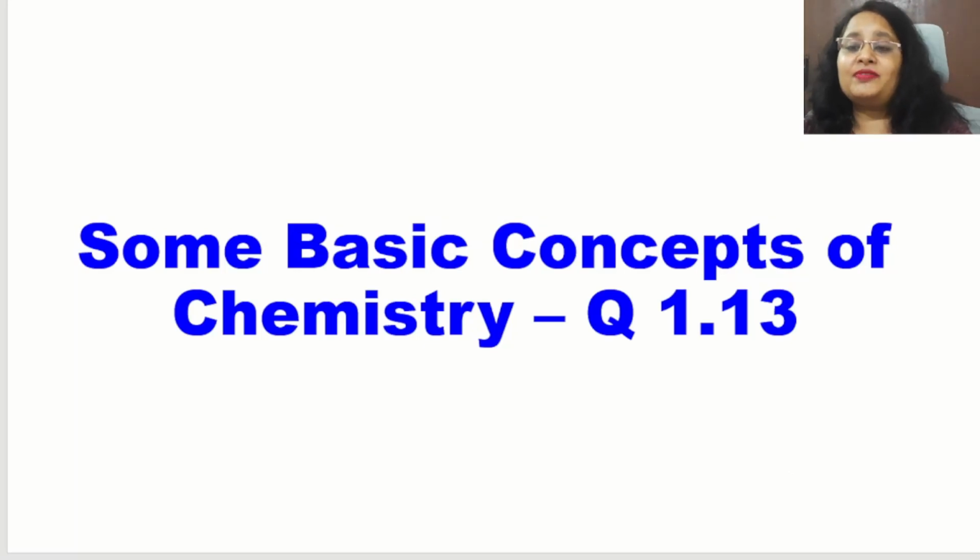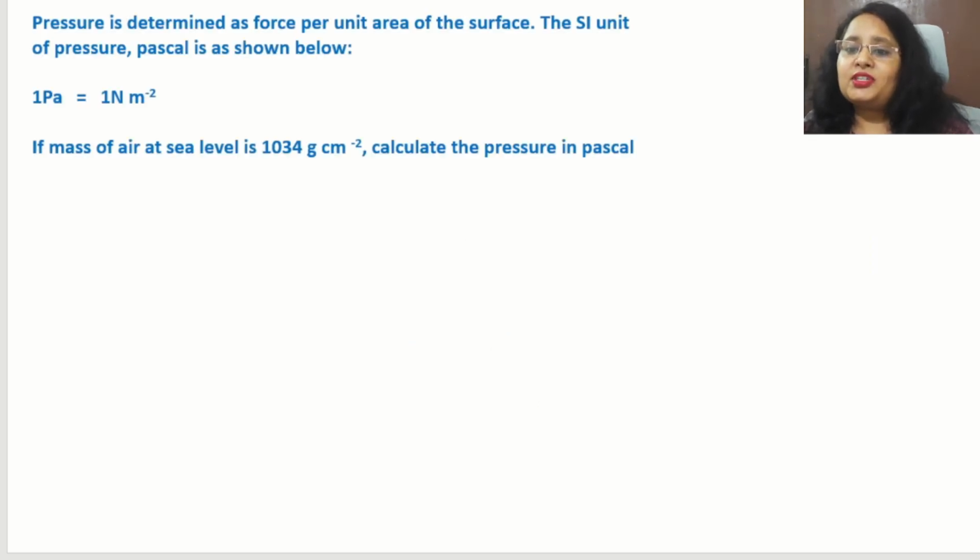So friends, today's video is question number 1.13 from NCERT textbook class 11. Chapter name is Some Basic Concepts of Chemistry. So let's check the question. Pressure is determined as force per unit area of the surface. The SI unit of pressure, Pascal, is as shown below. 1 Pascal is equal to 1 Newton per meter square.